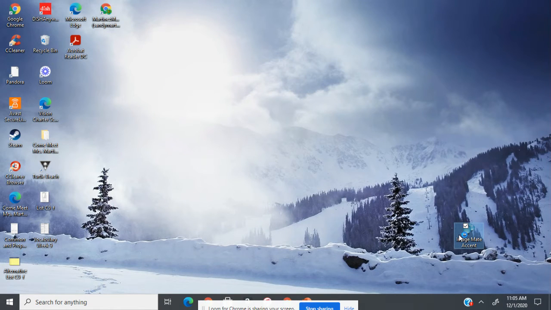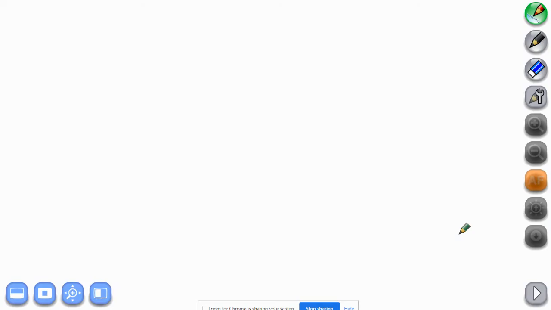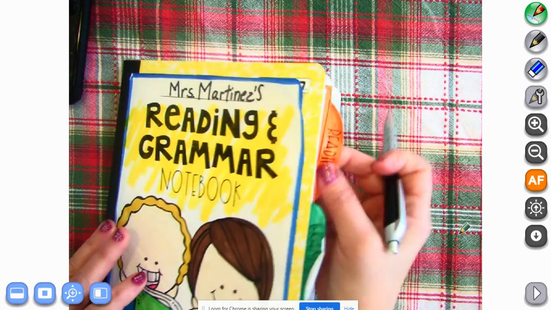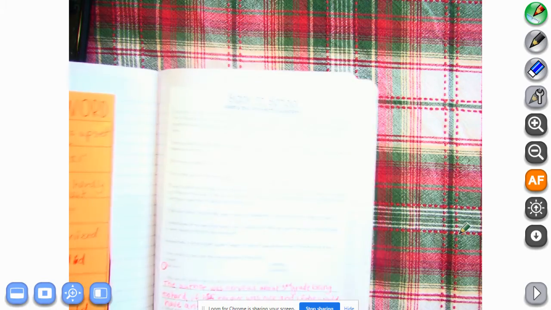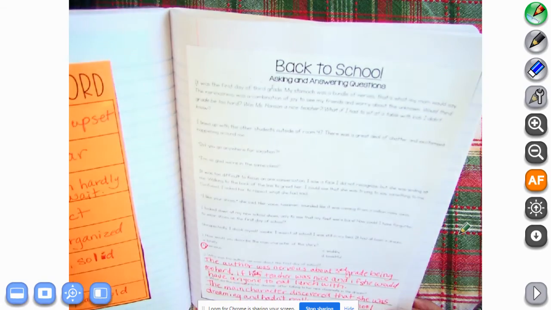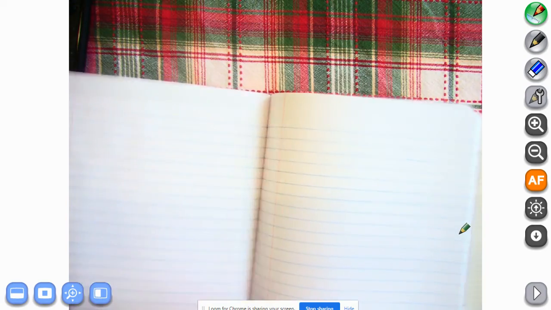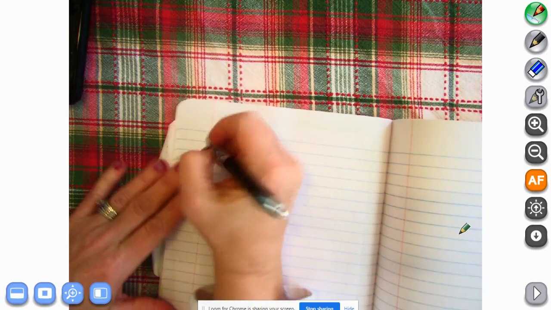All right, let's go to our reading and grammar notebook, and we're going to go back into the reading section right here. Yesterday we did Back to School. Can you see that story?